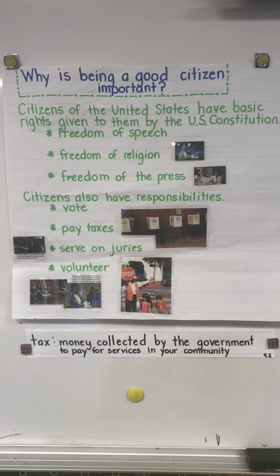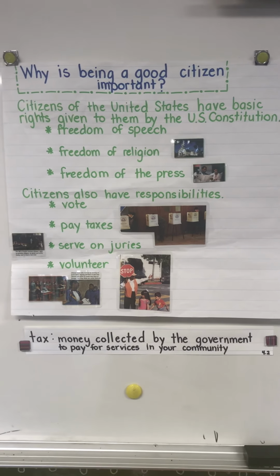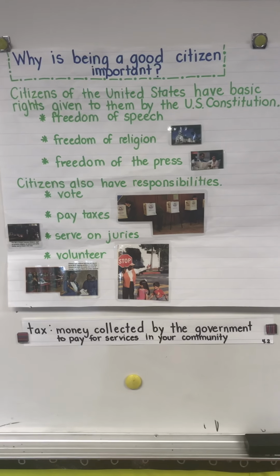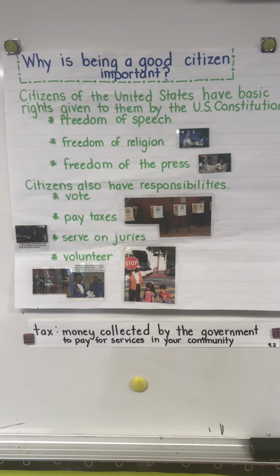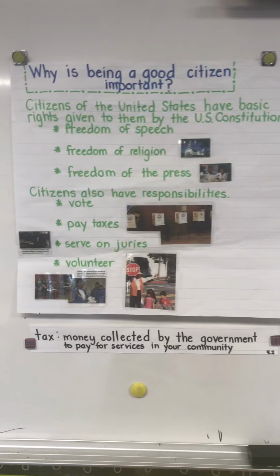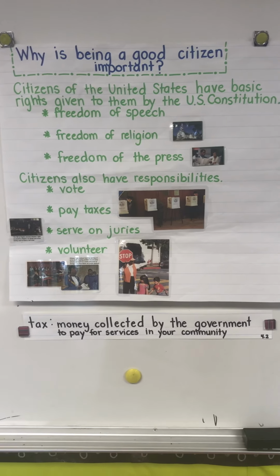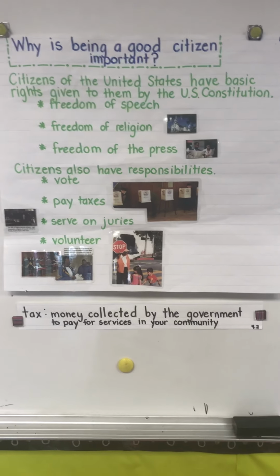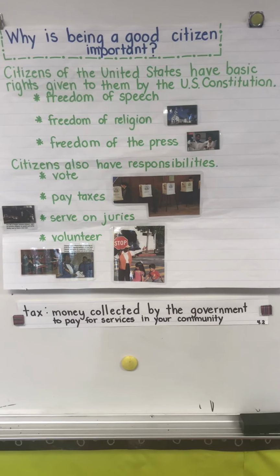Within those 10 amendments to the Constitution, we call those the Bill of Rights, and they list the rights of citizens, okay? So we gave some examples last week. We're going to review them again today. The first one is the freedom of speech, meaning you can say what you like and have opinions about what you like without fear of having to go to jail because you disagree with someone in the government. That's called freedom of speech.